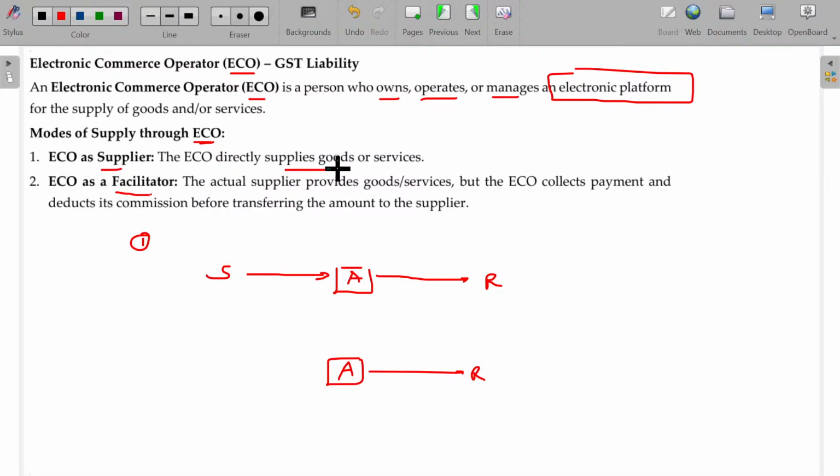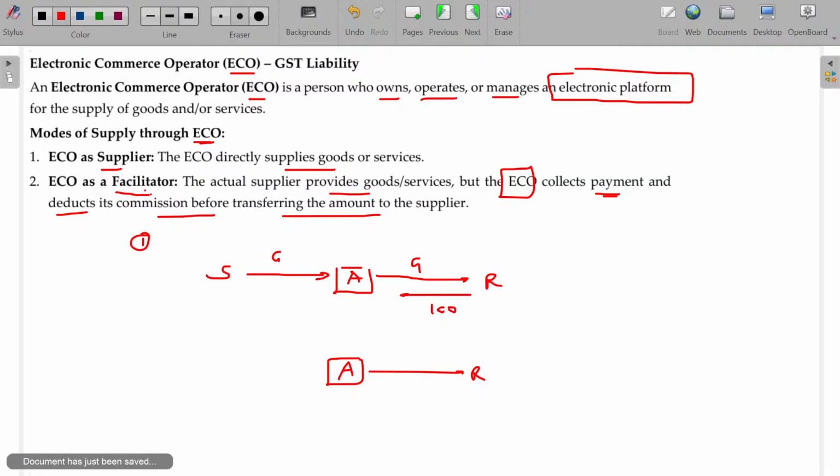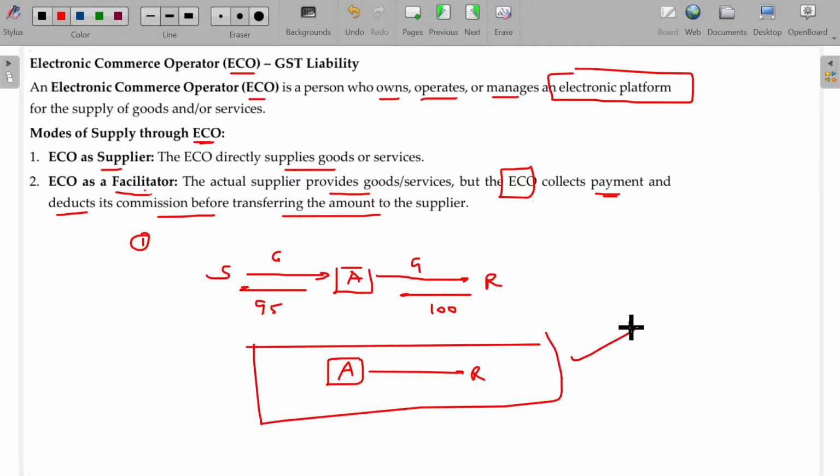ECO directly supplies goods or services. As a facilitator, the actual supplier provides goods or services, but ECO collects the payment and deducts its commission before transferring the amount. So goods go from supplier to recipient, and cash is remitted from recipient to ECO, who deducts his own commission and remits 95 rupees to the supplier. This is one platform, this is another. This will be called ECO as supplier. This will be called ECO as facilitator. Clear? Hope you're now able to understand the difference between facilitator and supplier.